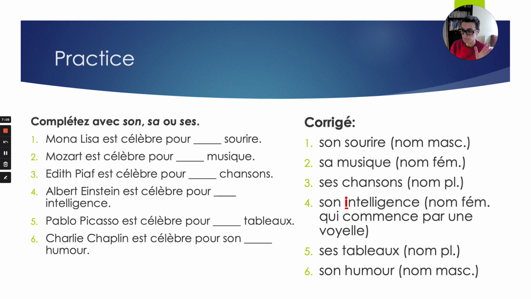As you can see from the worksheet, the most important takeaway in this lesson is that you have to know the gender of nouns. Because if you do not know that sourire is a masculine noun and musique a feminine noun, you will not know the correct form of possessive to use. So whenever you make vocabulary lists and flashcards, always indicate the gender of the vocabulary word that you are learning.